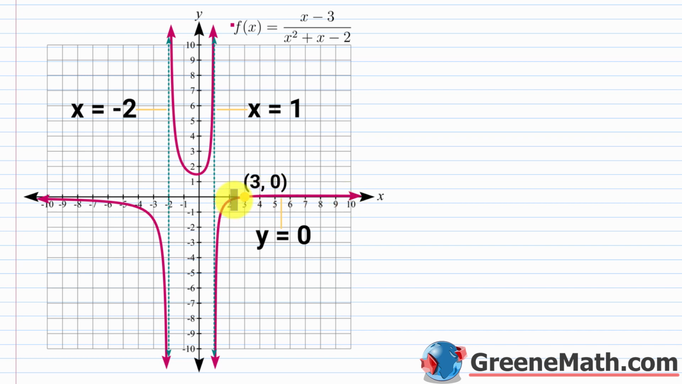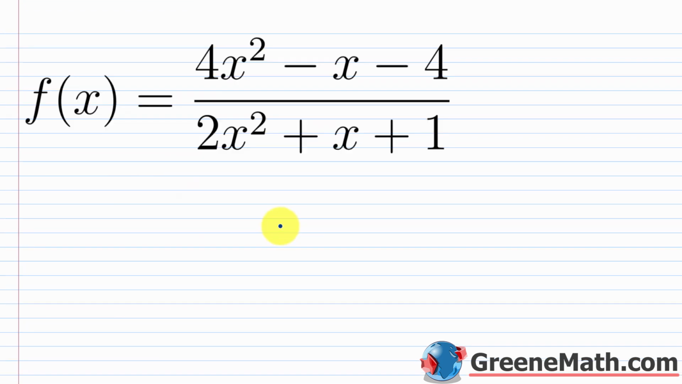So even though this crosses over here, as you get really, really large in terms of the x values, the y values are getting really, really close to 0. So that's why y equals 0 is a horizontal asymptote. All right, let's look at another example.